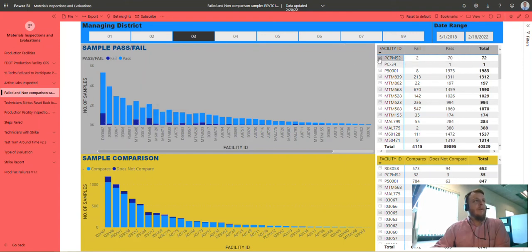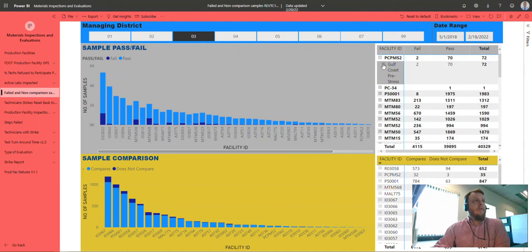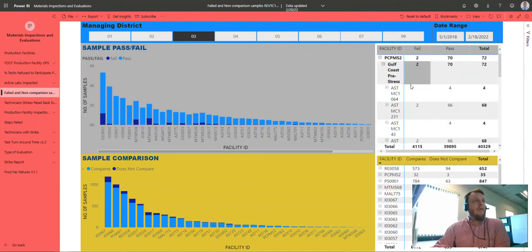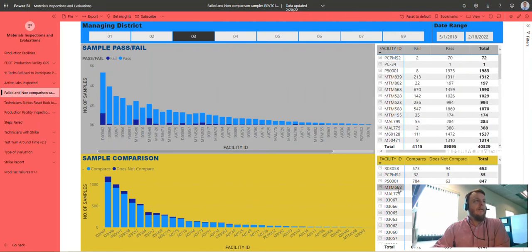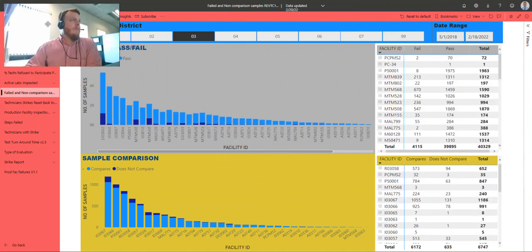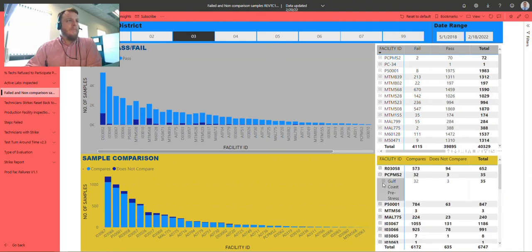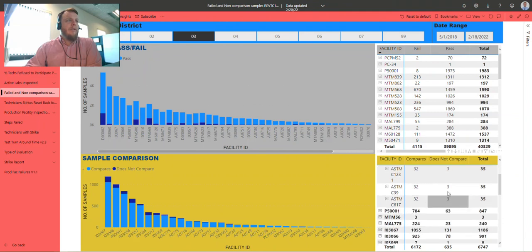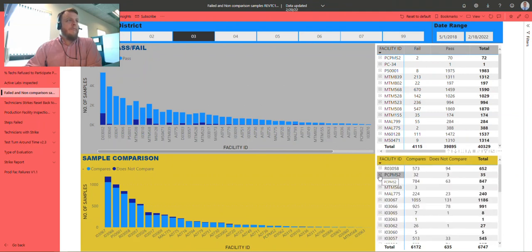If we look on the table, you can click in and this will give us some more detailed information as to what specific tests were that failed. So 1231, 2 instances of failed, that was both of their failures, came on that specific test method. Same thing for the non-comparison. If you dig in here, 3 instances where they did not compare, and this happened to be all 3 test methods did not compare there.